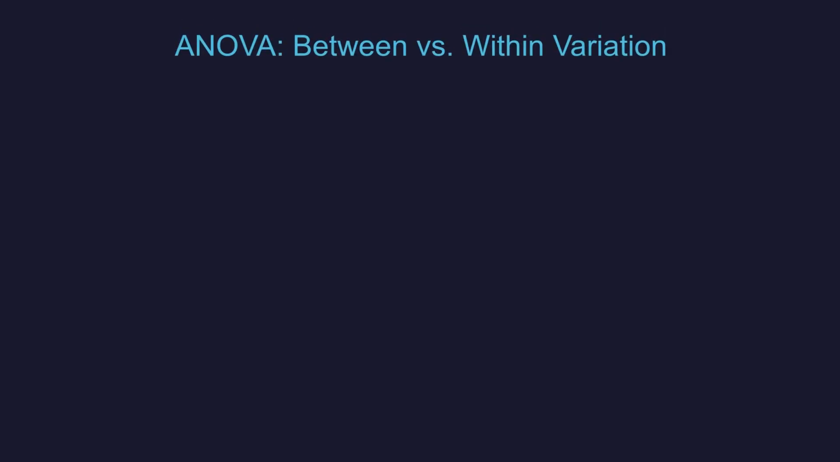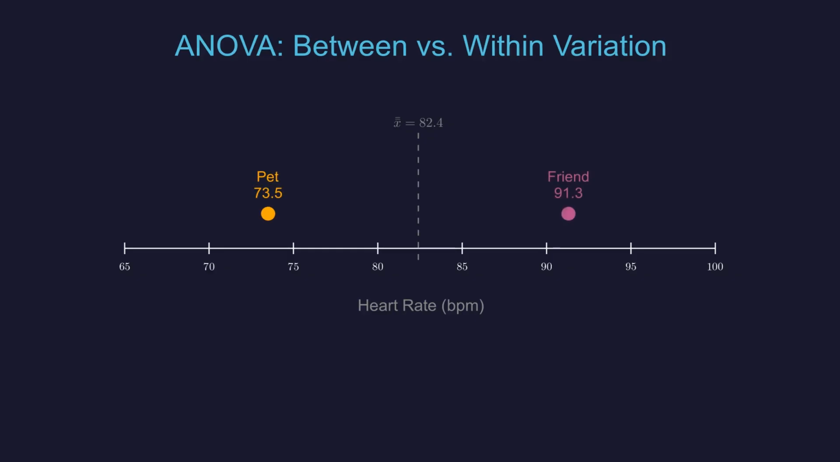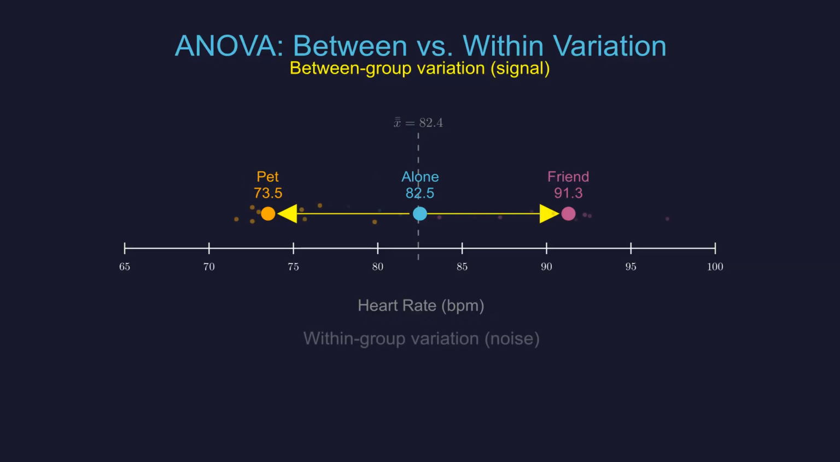ANOVA works by comparing 2 types of variation. Here are the 3 group means plotted on a number line, with the grand mean shown as a dashed line. Between group variation measures how far the group means are from the grand mean. This is the signal we want to detect. Within group variation measures the spread of individual data points around their own group mean. This is the noise. If the signal is large relative to the noise, ANOVA will declare a significant difference.